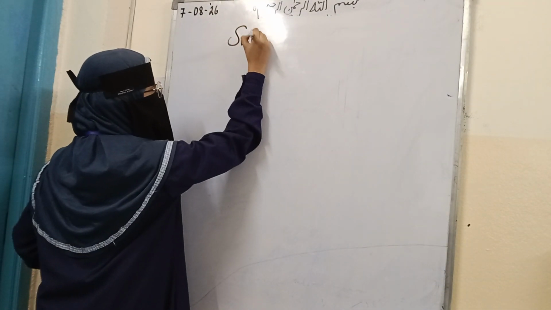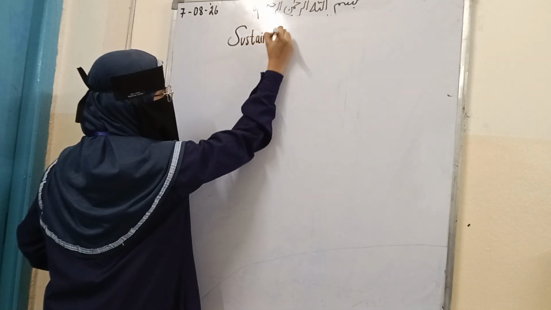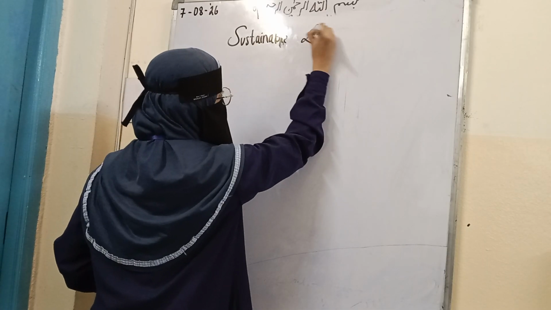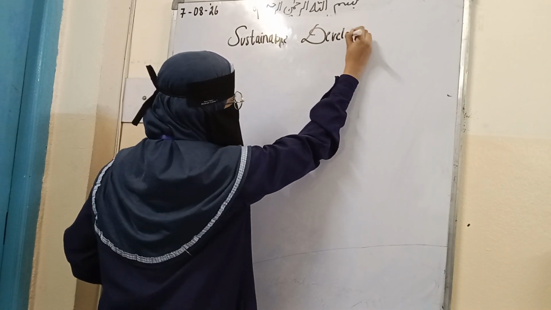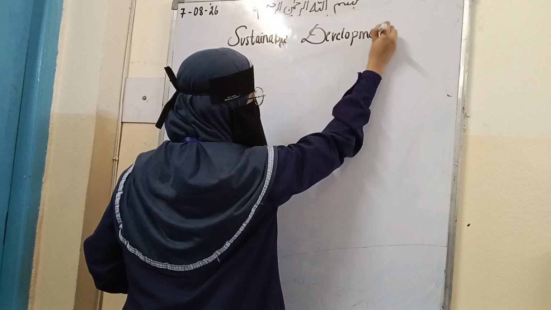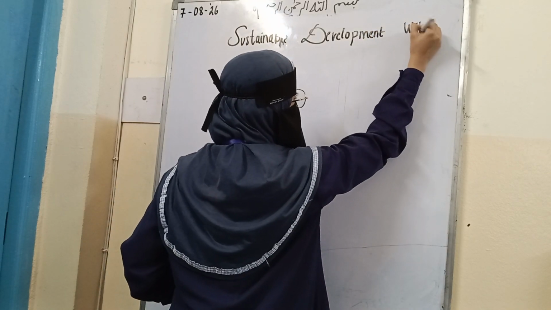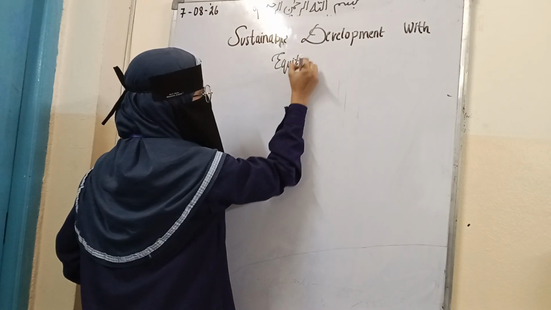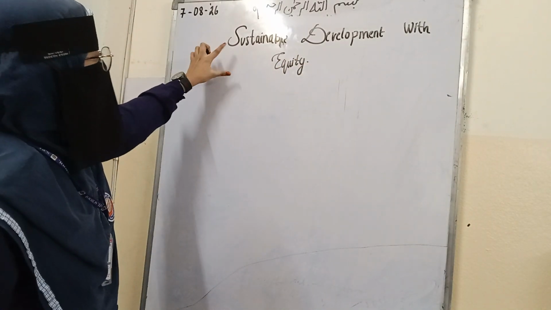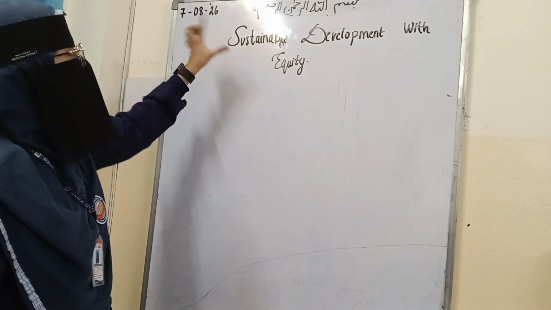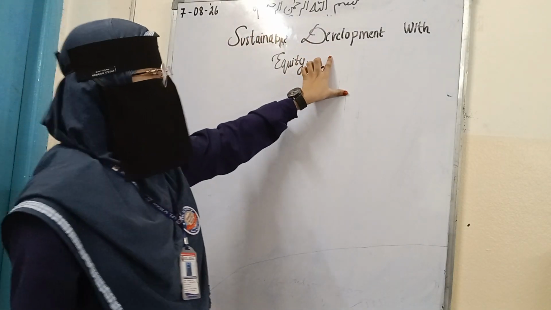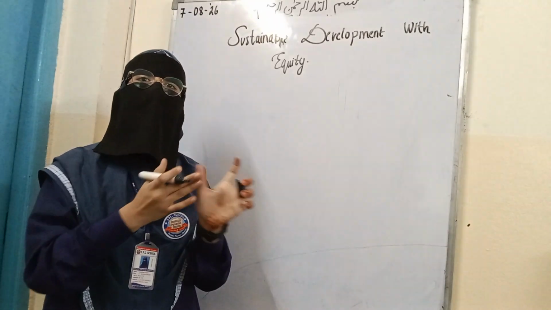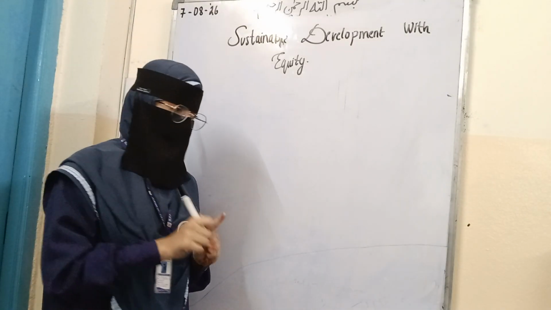Sustainable development with equity. Sustainable means using natural resources in such a way that even future generations can use them. Development, in common words, we can say growth. Equity, as I explained, means distributing equally so that everyone is able to use it.